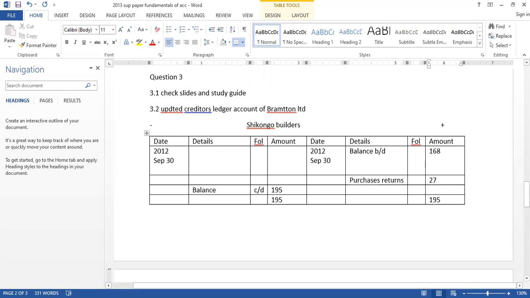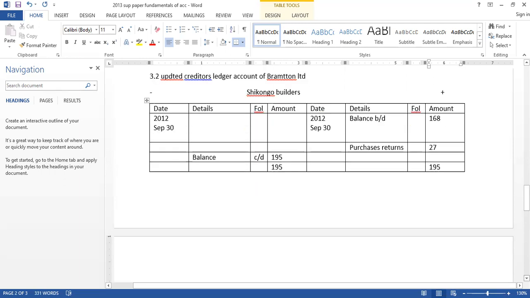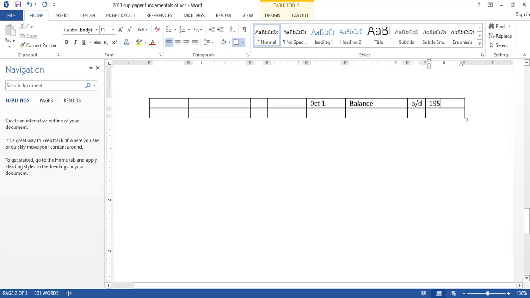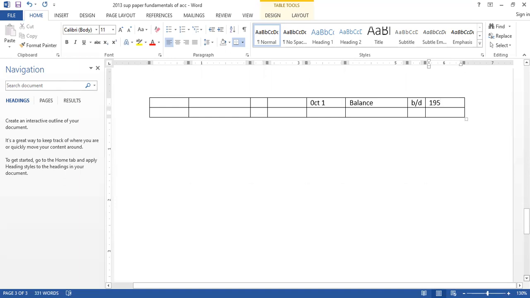Therefore, now we are moving on to our reconciliation statement.